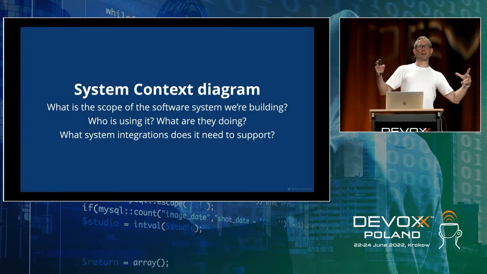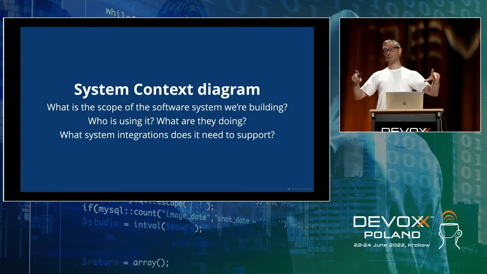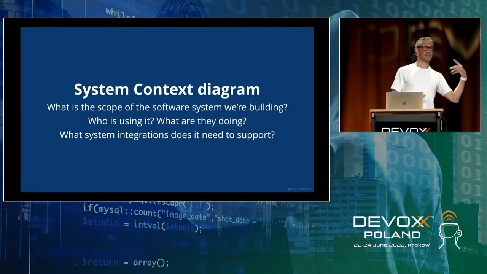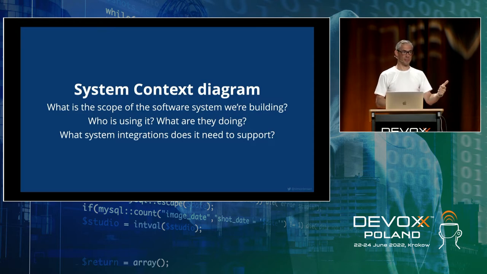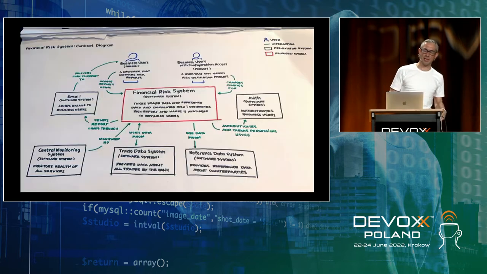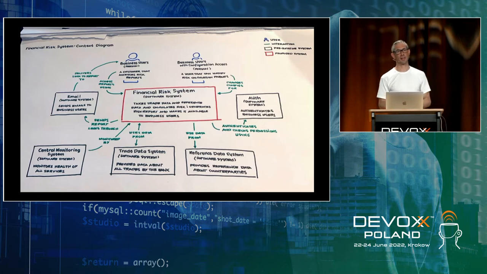So the two diagrams I'm going to introduce very briefly before dropping into a quick demo: the first is what's called a system context diagram. This is the top level of the C4 model. The system context diagram basically answers these questions. What's the system we are describing? Who's using the system we are describing? Roles, actors, personas. What sort of things are they doing with our system? And what system integration points do we need to provide? So answer these questions, and you can craft up a system context diagram like this.